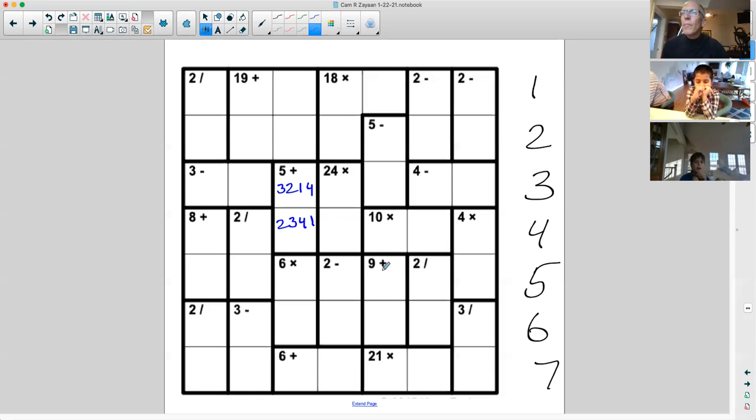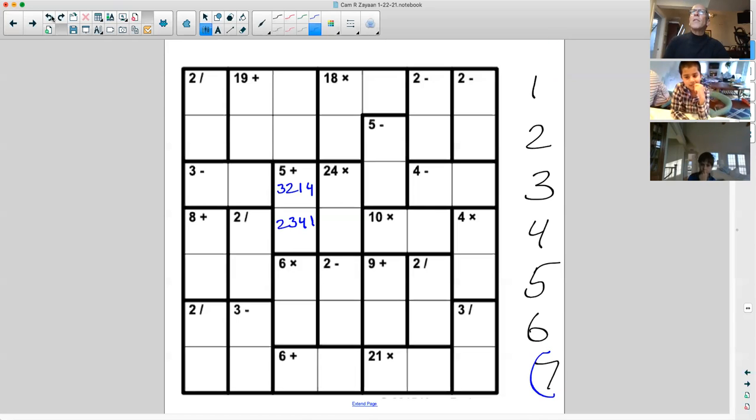Cam? I got nothing. Okay, Zayaan? I got 2 minus. Zayaan, there are so many ways to do 2 minus. Give me what you thought was a 2 minus. 4 minus 2 and also... Okay, so hold on. So 2 and 4 or 4 and 2? Keep going. 7 minus 3. No, that's a 4 minus. Come on, 7 and what?